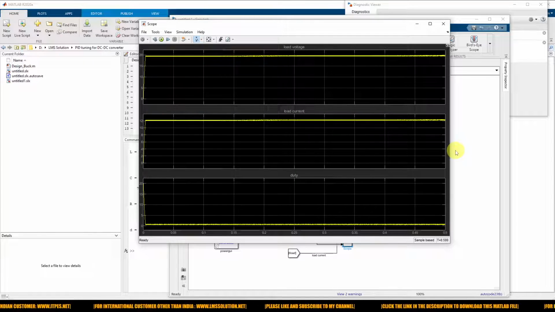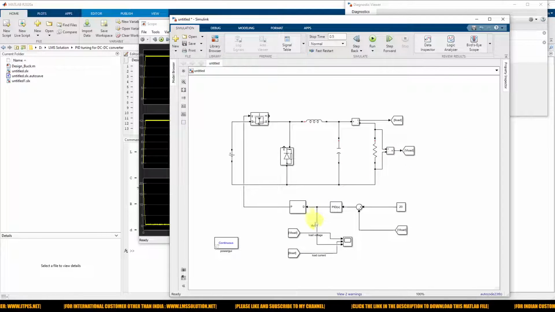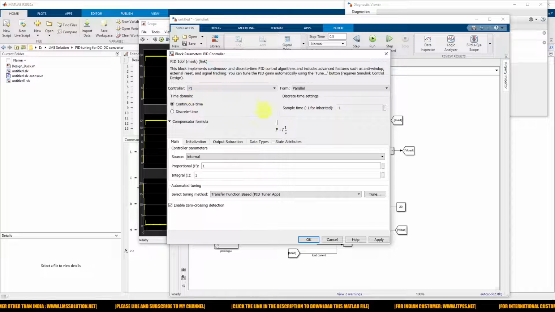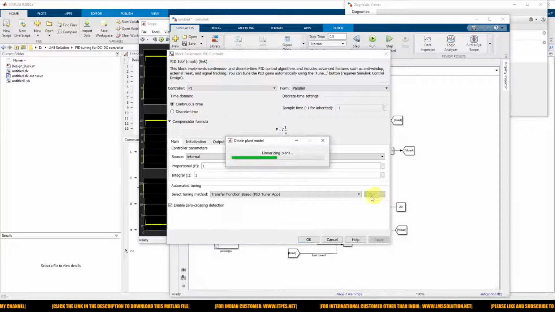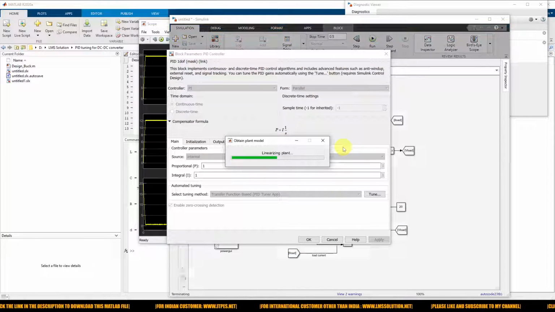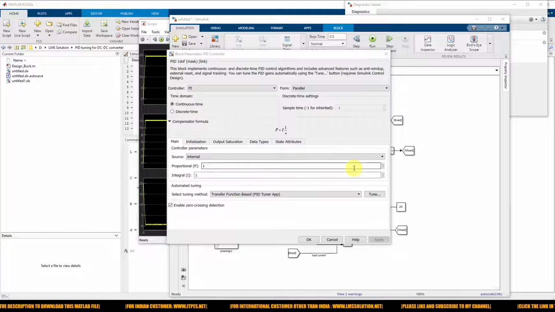Okay, so for that we go for a tuning method. Here our aim is minimizing the error. So I'm going to use the PI controller, and then I'm going for the tuning method, which is already available in MATLAB. I'm going to use this tuning method, so I'm going to click Tune.